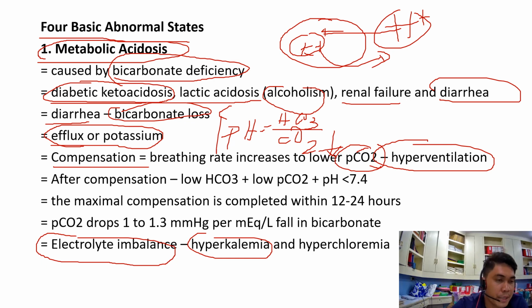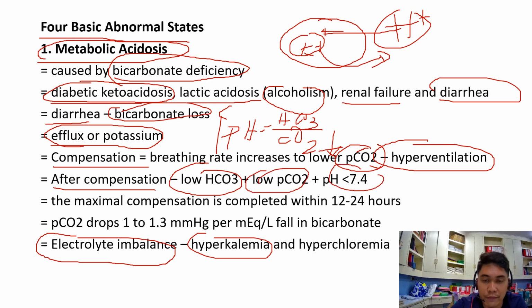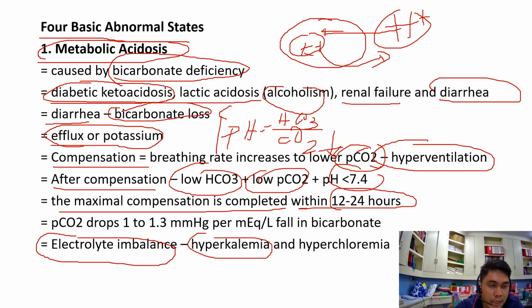So after compensation, you have low bicarbonate, low PCO2 level, and the pH is less than 7.4, but it is within the reference range. Before full compensation, the blood pH is less than 7.35. But after full compensation, the pH should be within the reference range but below 7.4. That's for metabolic acidosis. Next, the maximal compensation is completed within 12 to 24 hours.